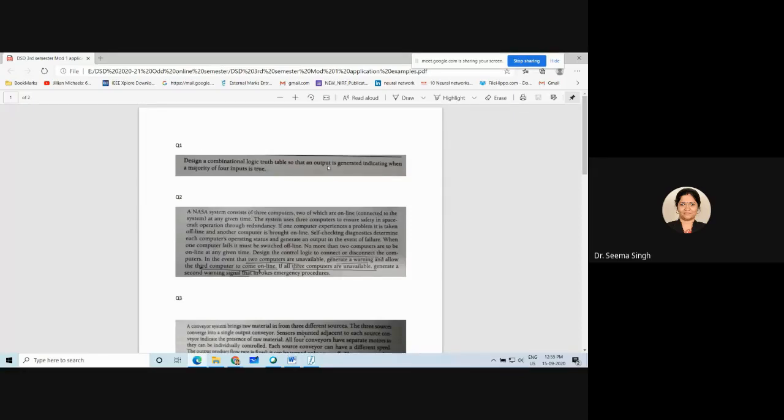This question number 1 I want you to see. Design a combinational logic truth table so that an output is generated indicating when a majority of 4 inputs is true. So how many inputs will you have? 4 inputs, right? It's given in the question only. And how many output variables will there be?